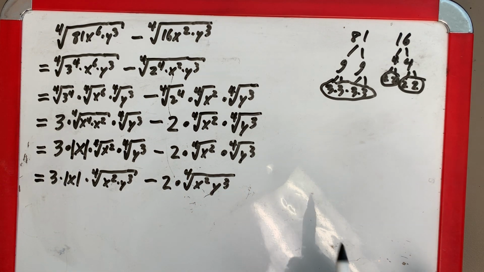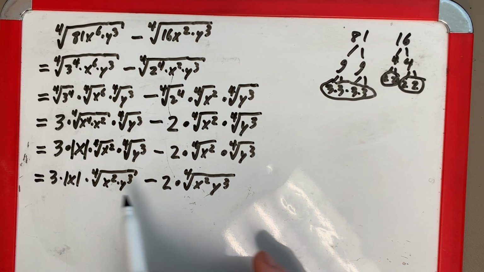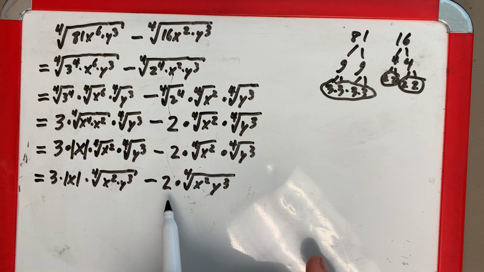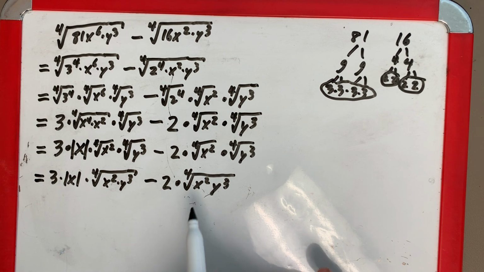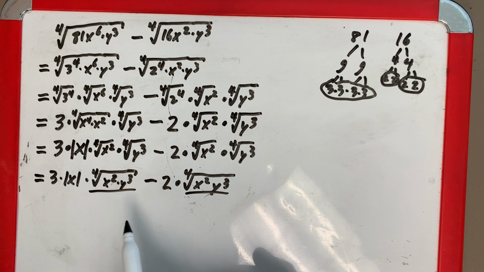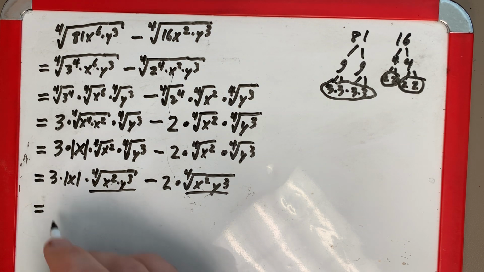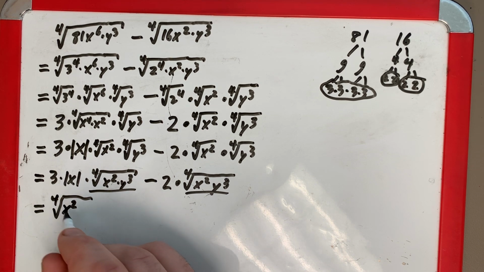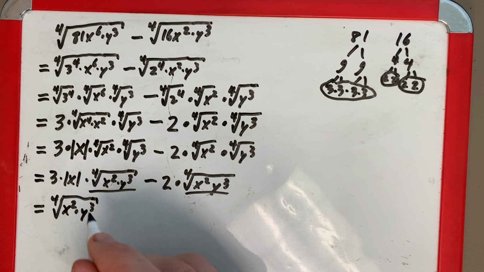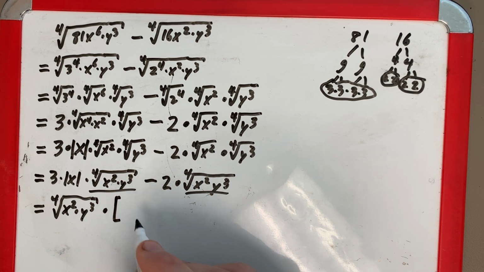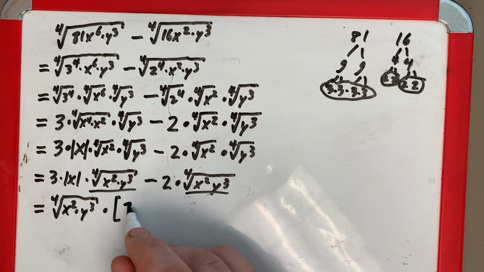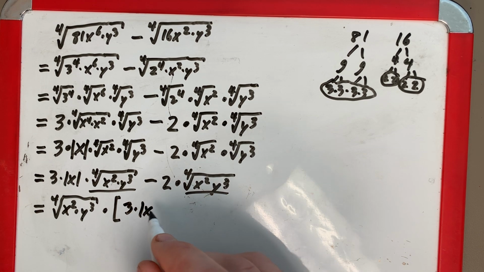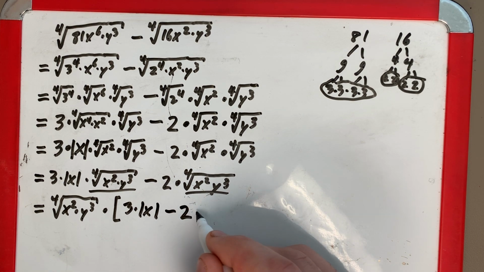So how many am I going to have in total? It's just going to be combining the leading coefficients here. Or, if you like, you can factor out these guys. Whichever way you prefer, or whichever modality of thinking you prefer, they give you the same thing. So they leave you with the fourth root of x squared times y cubed times the quantity. I like using square brackets when I'm factoring out big stuff. Times 3 times the absolute value of x minus 2.